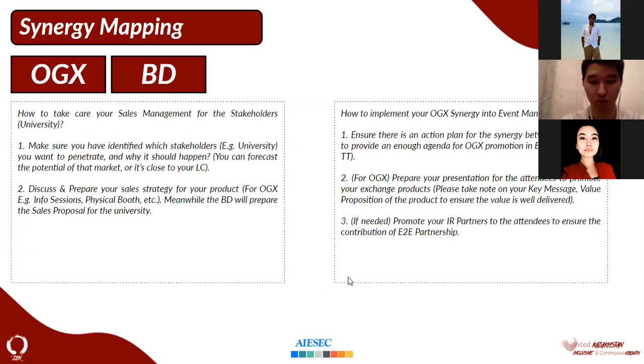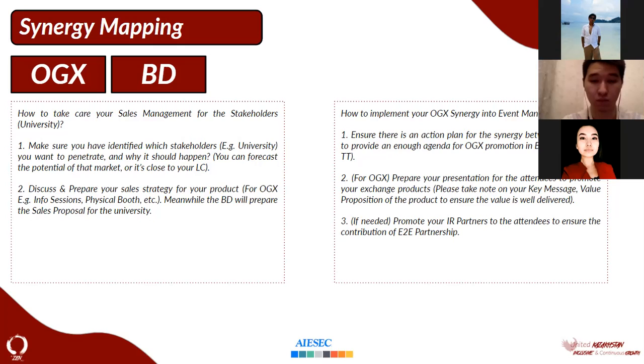Okay, so for BD, how to take care of your sales management for stakeholders, maybe universities. Firstly, make sure you have identified which stakeholders, which university you want to penetrate, and why it should happen. Maybe you can forecast the potential of that market, or maybe it's close to your LC. Maybe you can do a little bit of forecasting or planning on which university you want to tap into before you do sales and marketing.